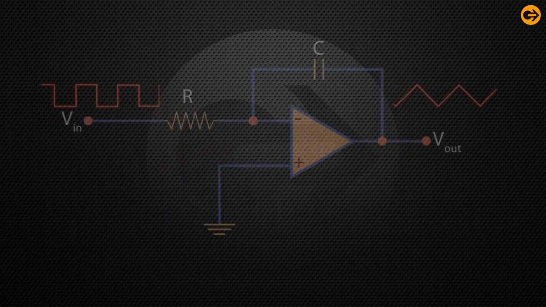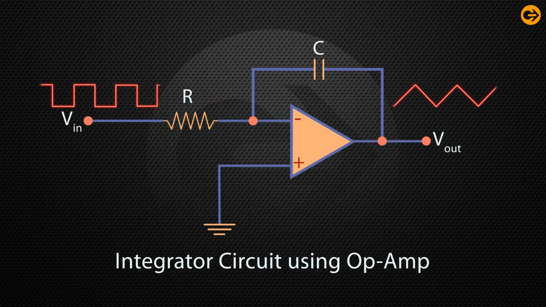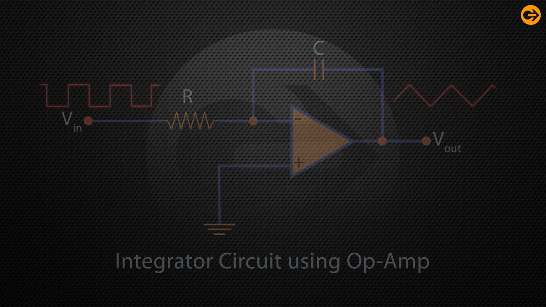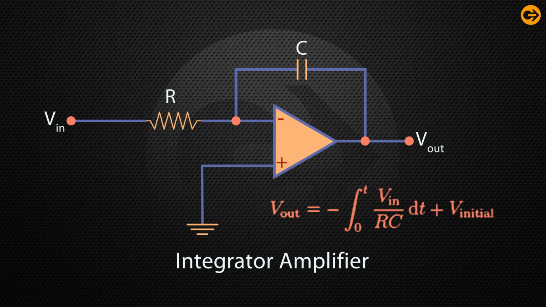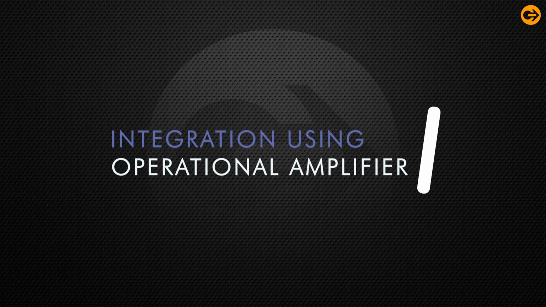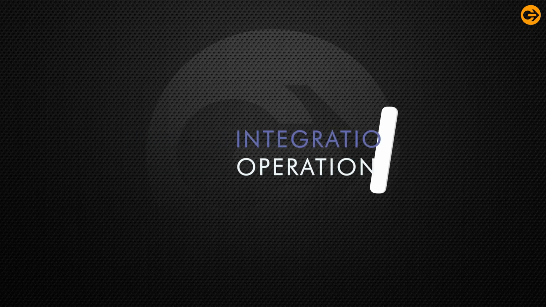And today we are going to discuss two major op amp applications, which are integrator and differentiator. As its name indicates, the integrator amplifier performs the mathematical procedure of integration that causes the output to change over time.